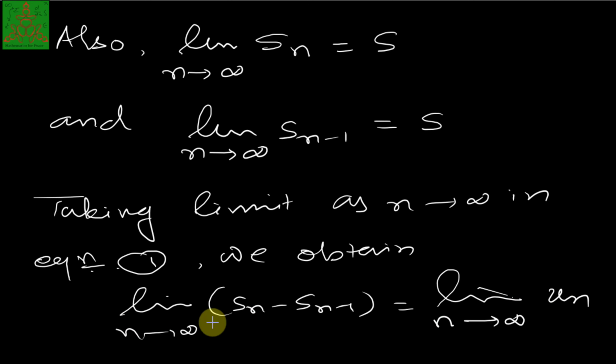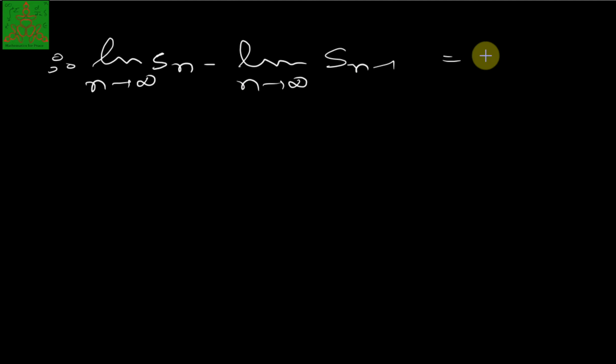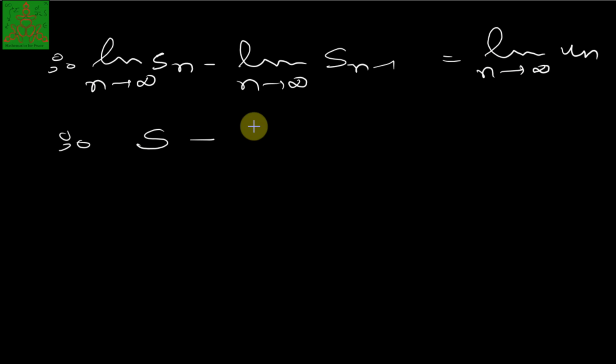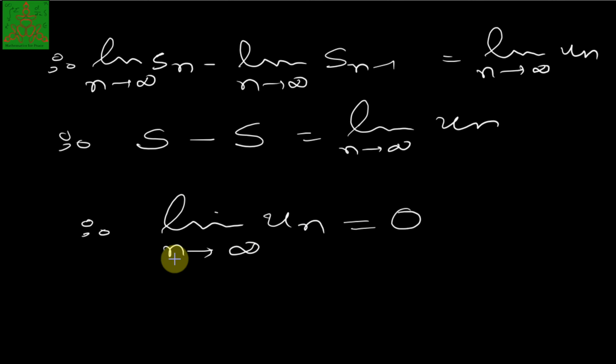As per a property of limits, the limit of a difference is the difference of the limits. So we can write the limit of Sn as n tends to infinity minus the limit of Sn minus 1 as n tends to infinity is equal to the limit of un as n tends to infinity. But the limit of Sn, as we have discussed, is s, so it is s minus s, which is the limit of un as n tends to infinity. Therefore the limit of un, the nth term of the convergent series, is 0 as n tends to infinity.